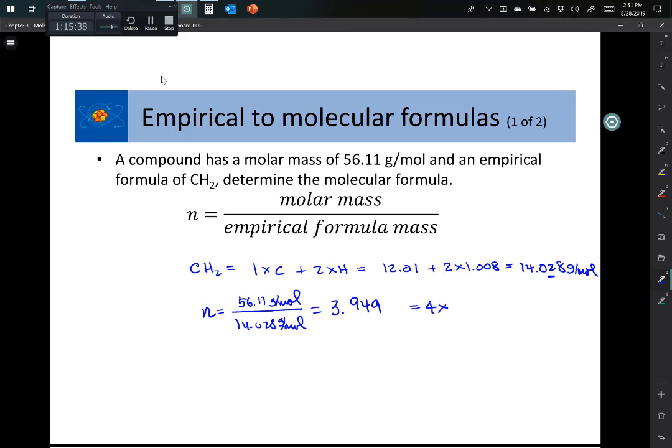It needs to be a whole number. Okay? So that means what I did, and you could double check my calculation in case I screwed up. If I have the empirical formula as CH2, 4 times that gives me C4H8. That's how you use the n. The n is the number of times you multiply the formula you get with that.